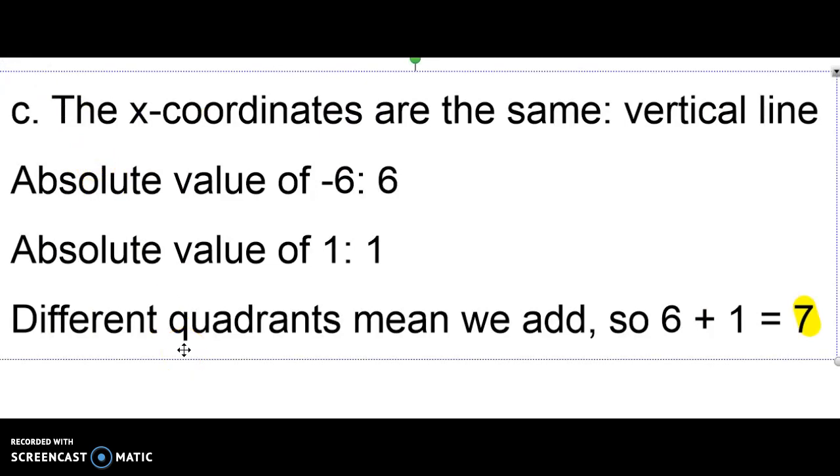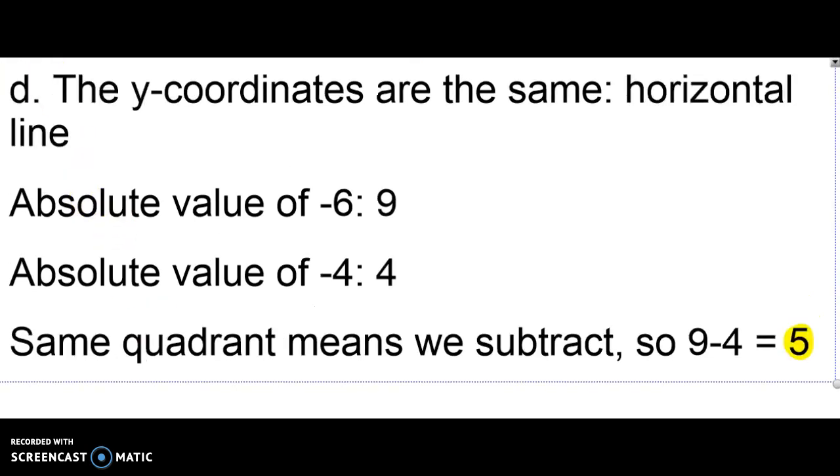C, the x-coordinates are the same, which means we have a vertical line. I know that the absolute value of -6 is 6, and the absolute value of 1 is 1. Because they are in different quadrants, I'm going to add. So I know that 6 plus 1 equals 7. So C, the distance between those 2 points is 7.